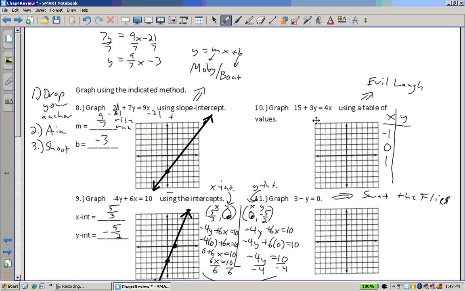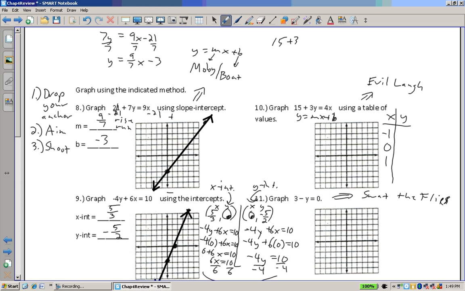Now, to make it much easier, we're going to put this into y equals mx plus b. The only one you really don't have to put into y equals mx plus b form is the googly eyes. For that it's not necessary. But for slope-intercept form and for table of values, you have to put it into y equals mx plus b form. So we're going to go ahead and do that.